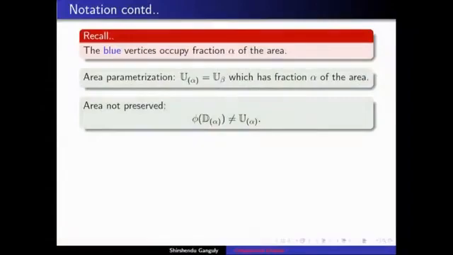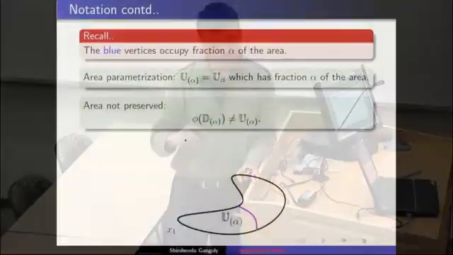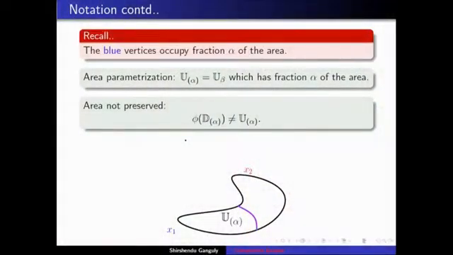And like I said, this area is not preserved, so phi of d alpha is not necessarily U alpha. Of course, for a particular value of alpha, you can choose your phi to be such that this is true, but it does not hold simultaneously for all alpha. Yeah, so this is going to be my U alpha. I pick my beta so that the fraction is alpha.